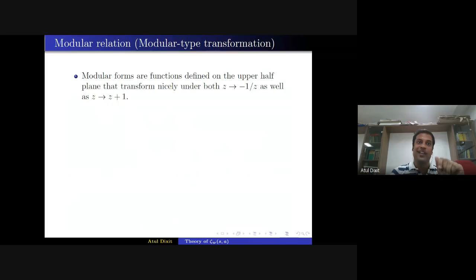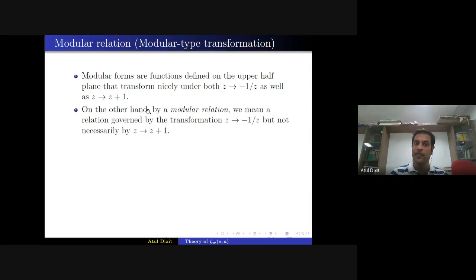Now, let me go over a brief definition of modular relation. I have intentionally made it vague so that we can incorporate many results. So if you look at modular forms, these are nice functions defined in the upper half plane that transform nicely both under this inversion as well as translation. However, by a modular relation or a modular type transformation, we mean a relation which is governed only by the inversion, but not necessarily by translation.